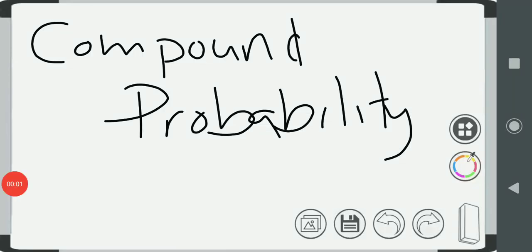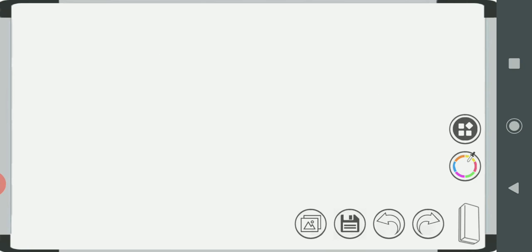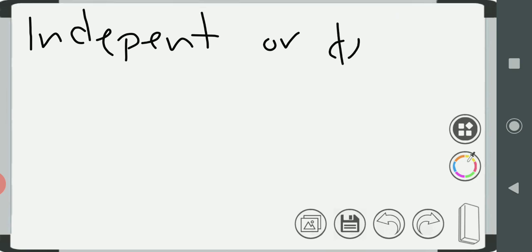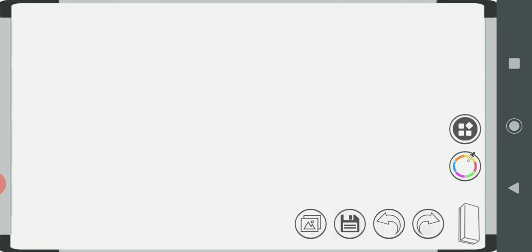All right, let's talk about compound probability. This is when we have two or more events. Now, one of the important things with compound probability is to understand if they're independent or dependent. I'll throw that on there quick. We talked about that in the last video, but that's really important.